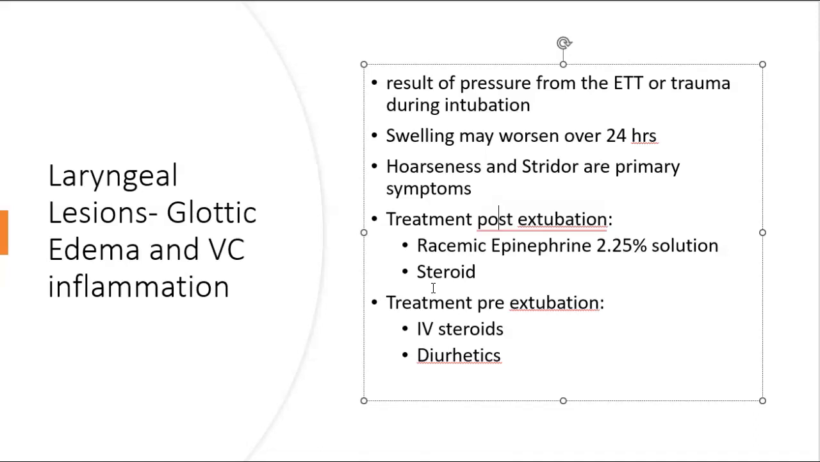We can treat this post-extubation by giving the patient racemic epinephrine. Again, racemic epinephrine is a vasoconstrictor, so it's going to help reduce swelling by constricting the blood flow to that site. We can give steroids, like Decadron is a big one that we use a lot for glottic edema. We could do IV steroids, diuretics, cool aerosols are all different ways that we can treat glottic or airway edema. Okay.